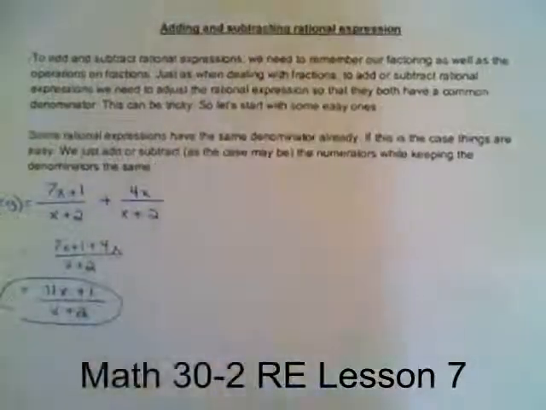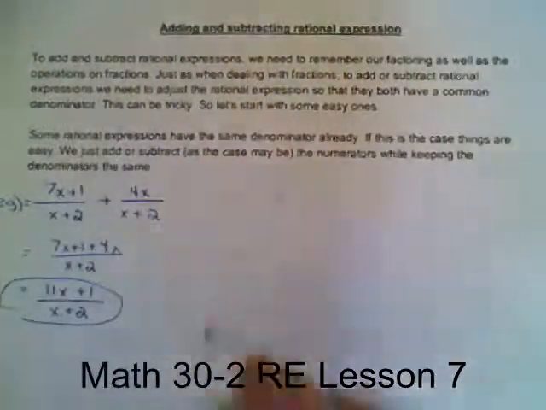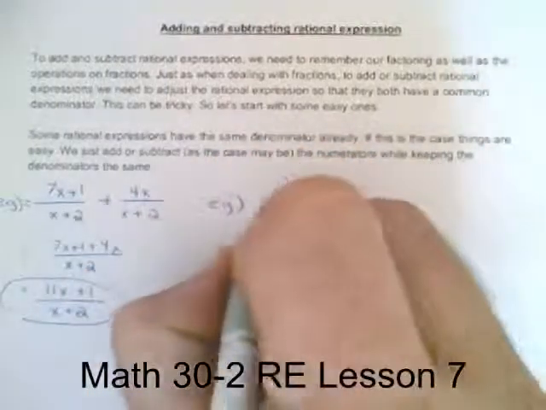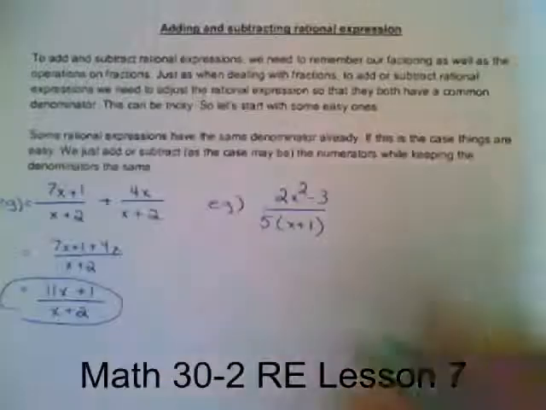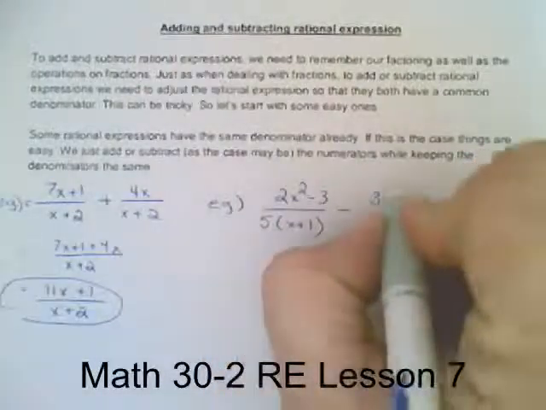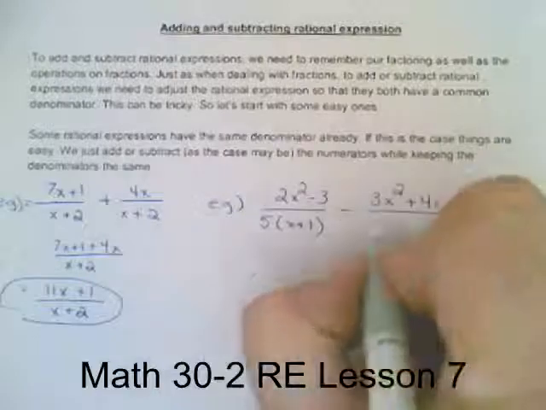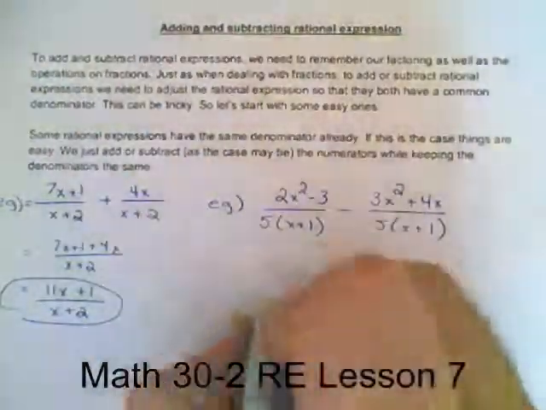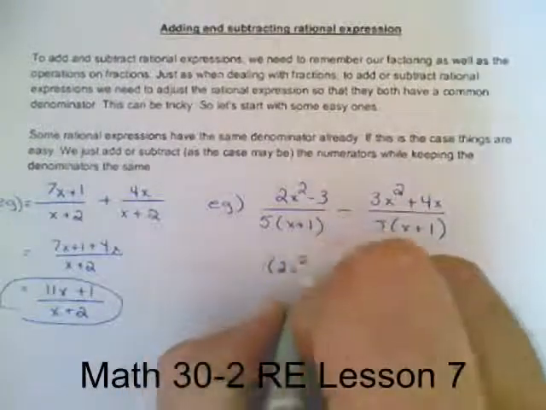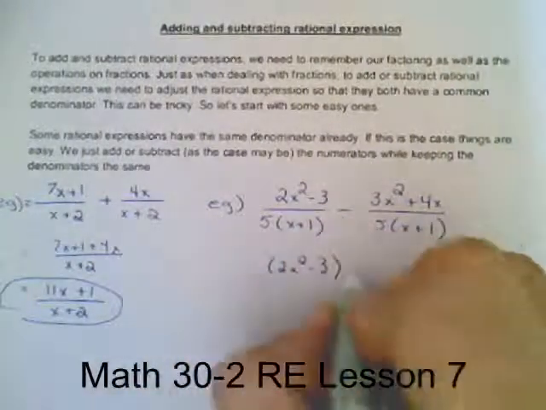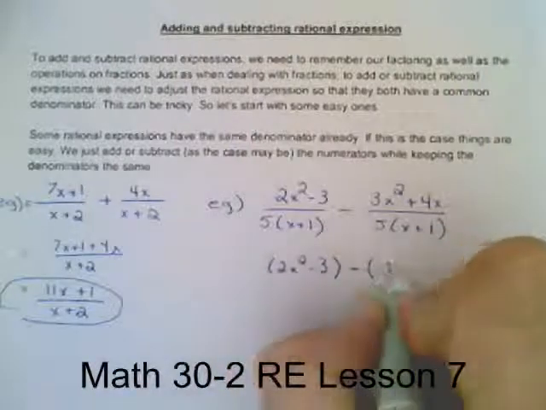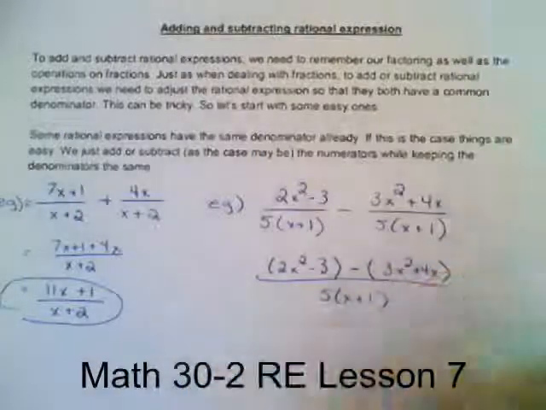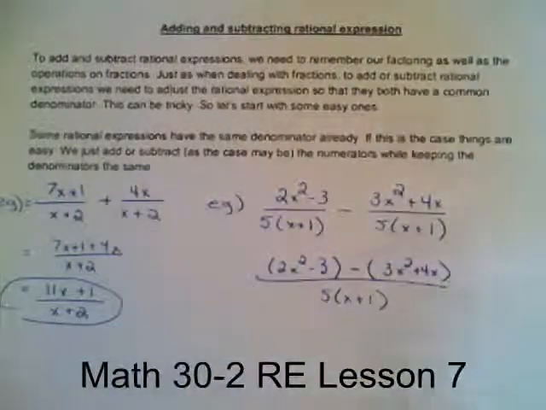So let's look at this one. 7x plus 1 over x plus 2, plus 4x all over x plus 2. The denominators are the same, they're common denominators. So I'm going to keep the denominators the same, so it's going to be over x plus 2. And I'm going to add the numerators, so I have 7x plus 1 plus 4x. You don't have to write that, as long as you remember how to do this.